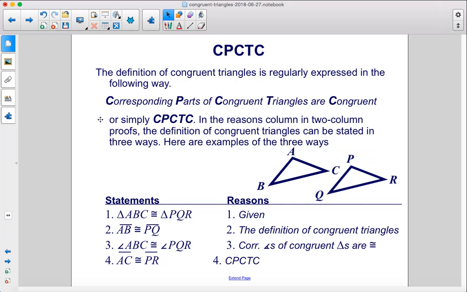In the reasons column in two-column proofs, the definition of congruent triangles can be stated in three ways. Here are examples of the three ways. So we have triangle ABC is congruent to triangle PQR, which is given. Line segment AB is congruent with line segment PQ because that's the definition of congruent triangles. Angle ABC is congruent to angle PQR because corresponding angles of congruent triangles are congruent. And we also have line segment AC is congruent to line segment PR because CPCTC.